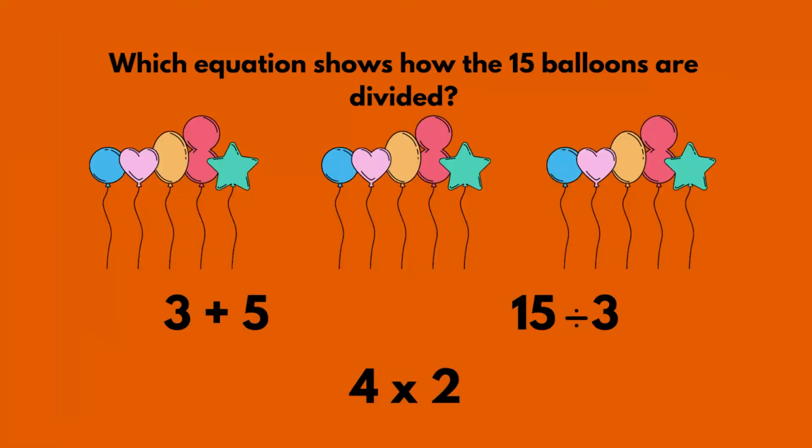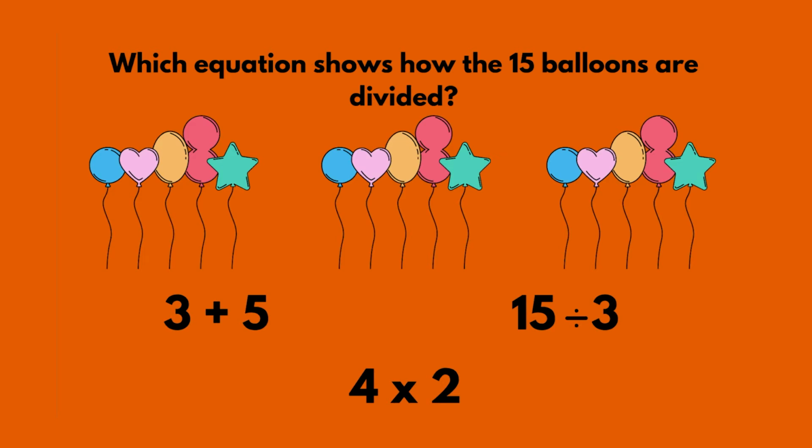Now we're going to look at a picture that might look familiar if you joined me for our multiplication lesson. We've got some balloons here, and there are 15 of them, but they're divided into groups. We want to pick the equation that matches what we see here. The first equation says 3 plus 5. Do you see 3 balloons and then 5 more balloons? Me neither. What about 4 times 2?